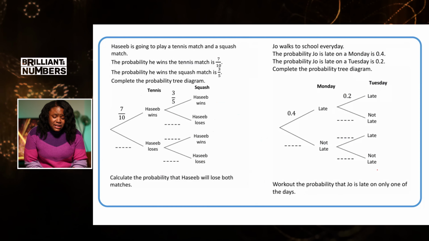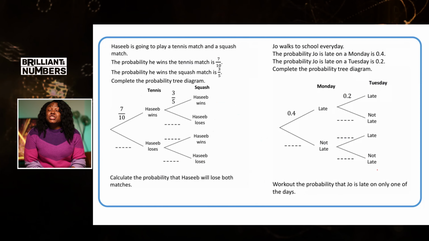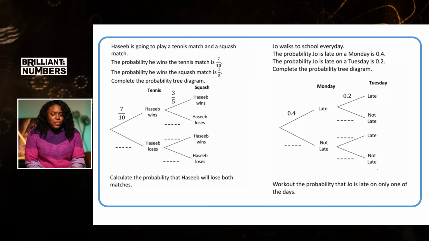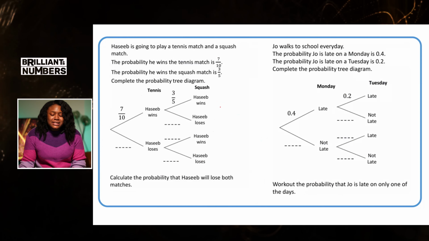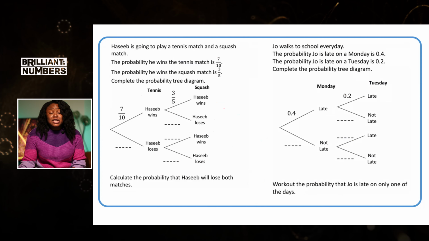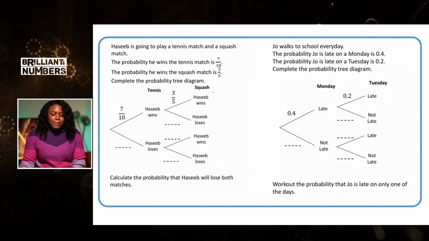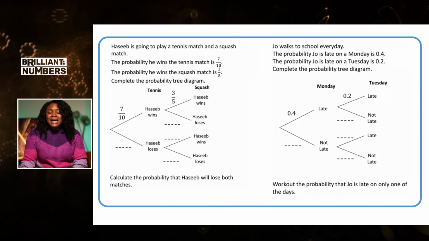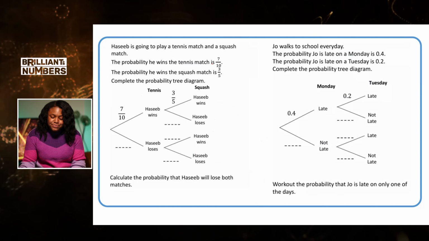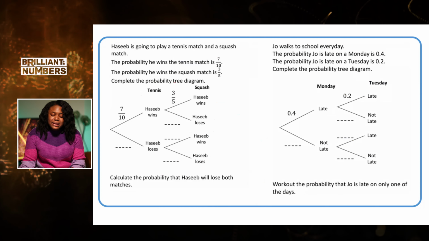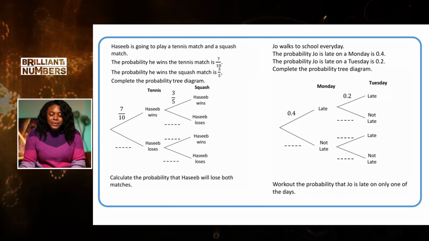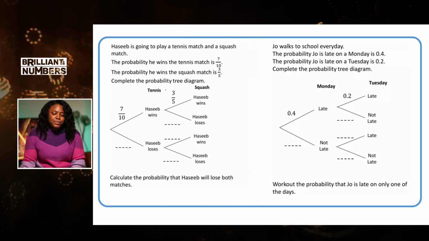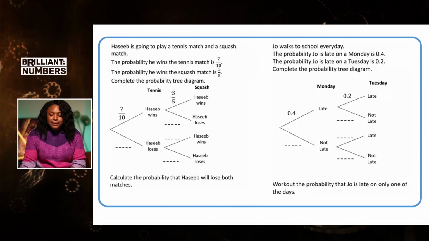Okay, so this one is now on the probability tree. So we're told that Hasib is going to play a tennis match and a squash match. The probability he wins the tennis match is 7/10. The probability he wins the squash match is 3/5. Complete the probability tree diagram.